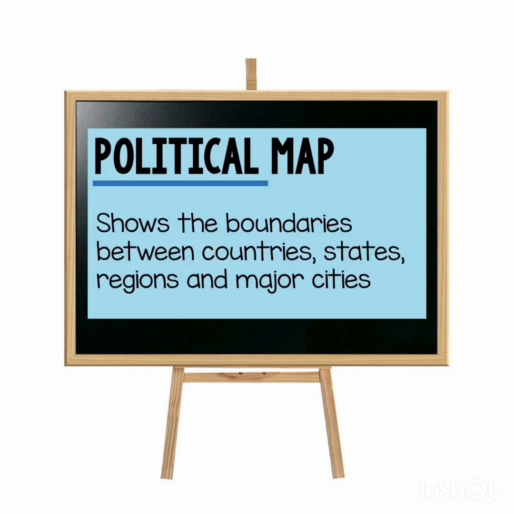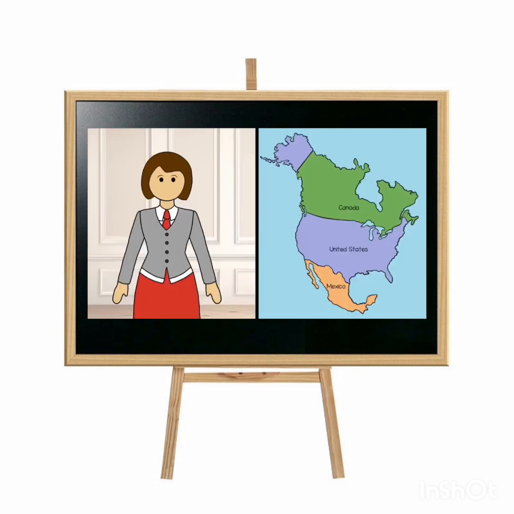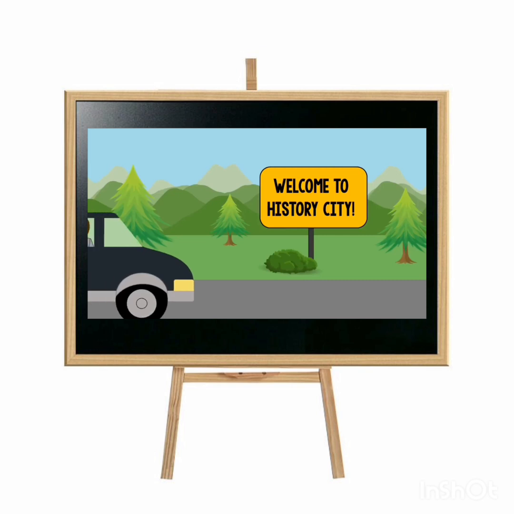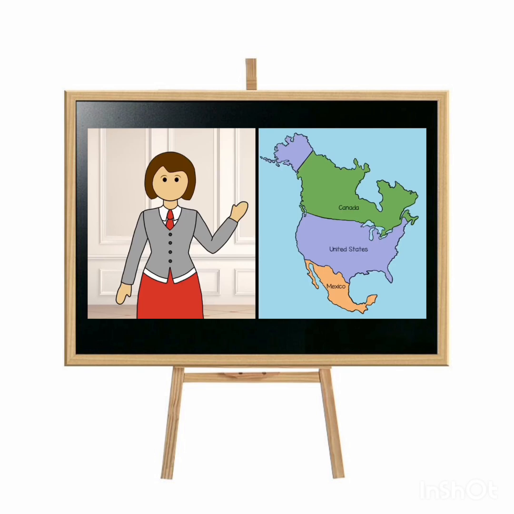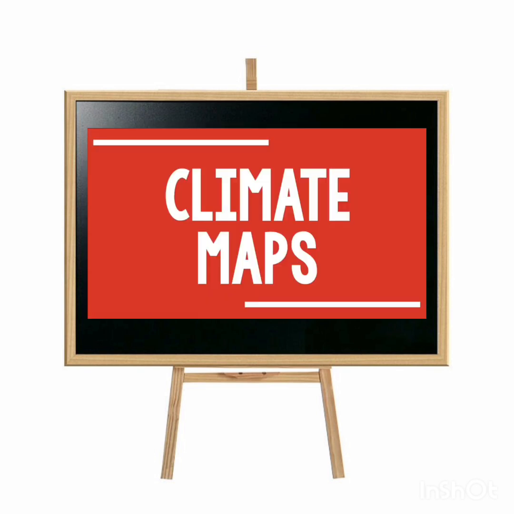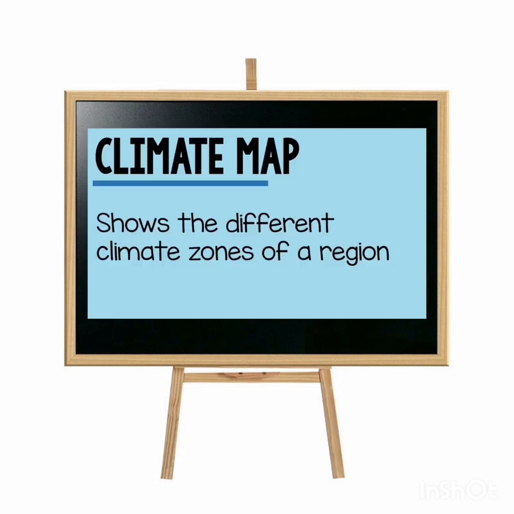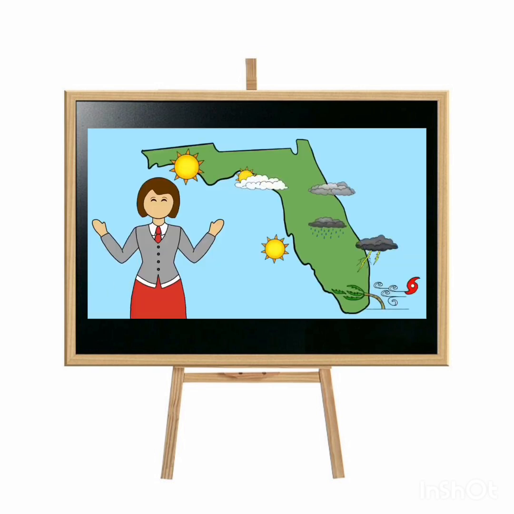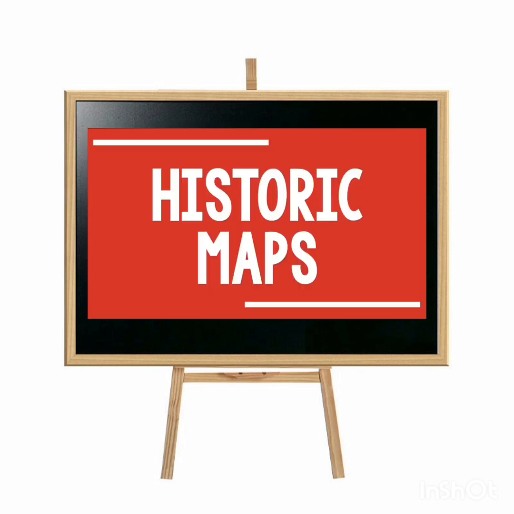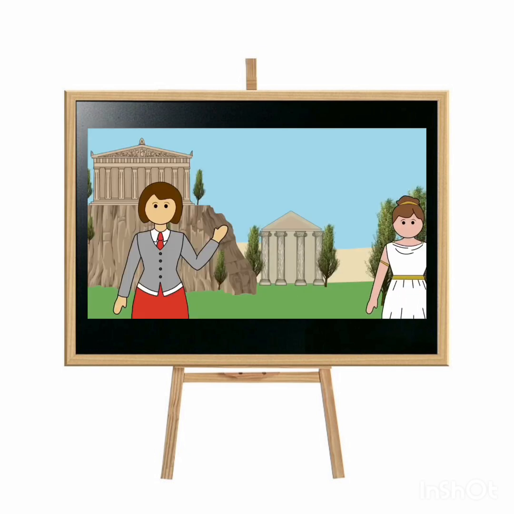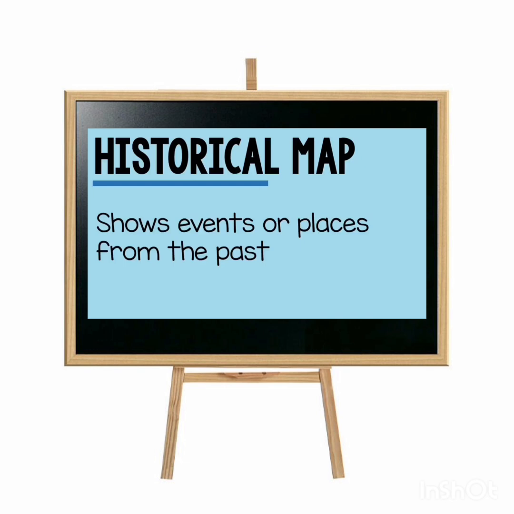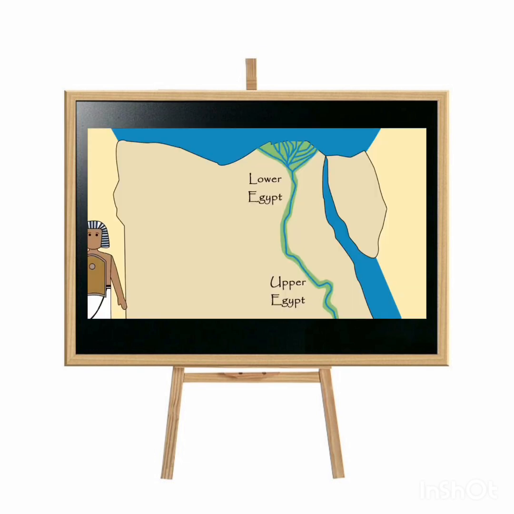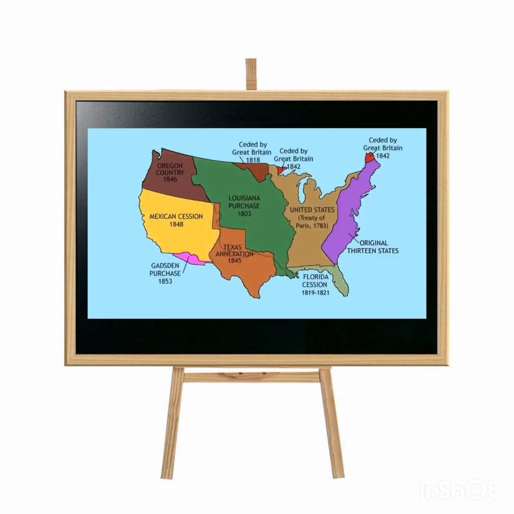Political maps show the boundaries between countries, states, regions, and major cities. They're useful for understanding the political landscape of a region and knowing where one place ends and another begins. Political maps can show other features too, like roads and waterways. A climate map shows the different climate zones of a region and provides information about temperature, precipitation, and other weather patterns. When learning about the past, you may study a historical map. Historical maps show events or places from long ago, like battles, the locations of ancient civilizations, borders that have changed over time, and more.